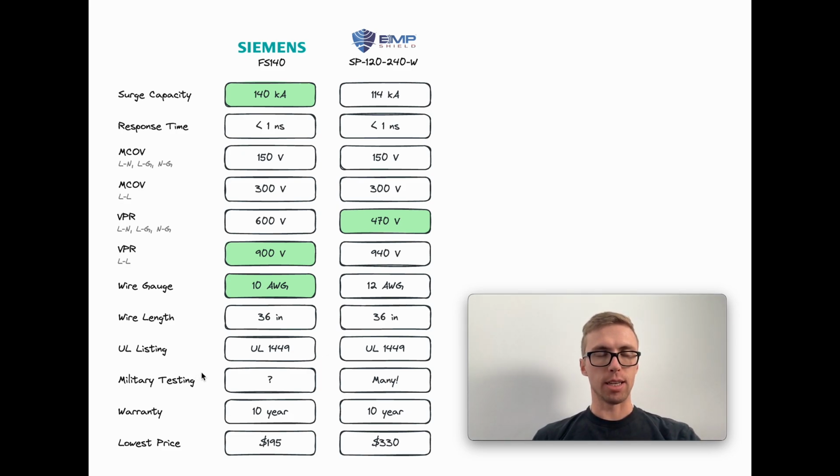Moving on to military testing, I wasn't able to find any military testing listed for the FS140, but for the EMP Shield, they had quite a bit of different military testing that was listed, which is really cool to see. Warranty, they're both 10 years, pretty standard.